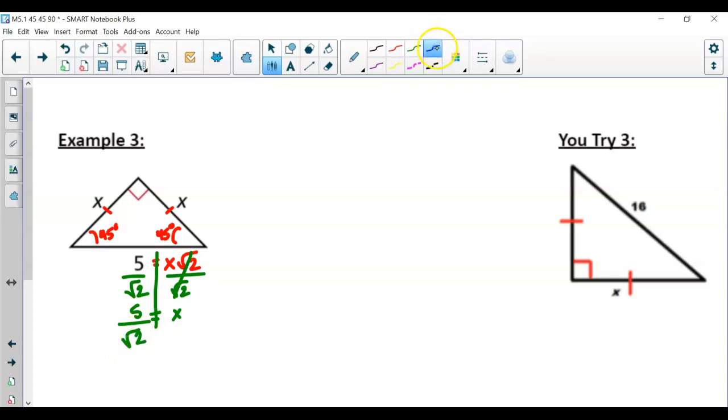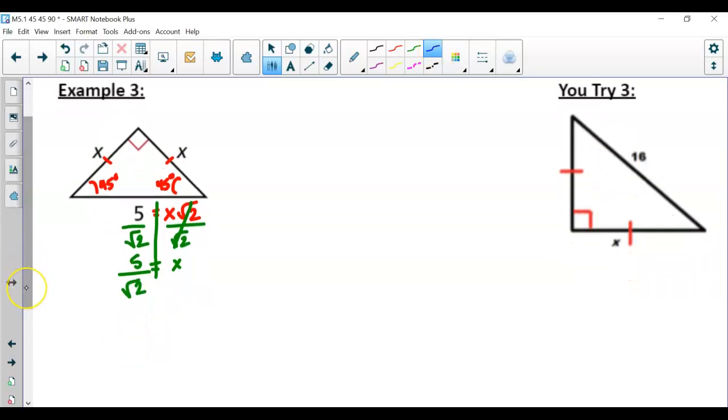Now, we cannot have a radical in the denominator. So now what we're going to do is rationalize this fraction, the denominator. What we mean by that is we cannot have a radical here, so we've got to get rid of that radical. So we're going to multiply by 1, but we're going to multiply by 1 in the form of radical 2 over radical 2. So whatever we do to the denominator, we also do to the numerator, because if you think about it, this is 1.